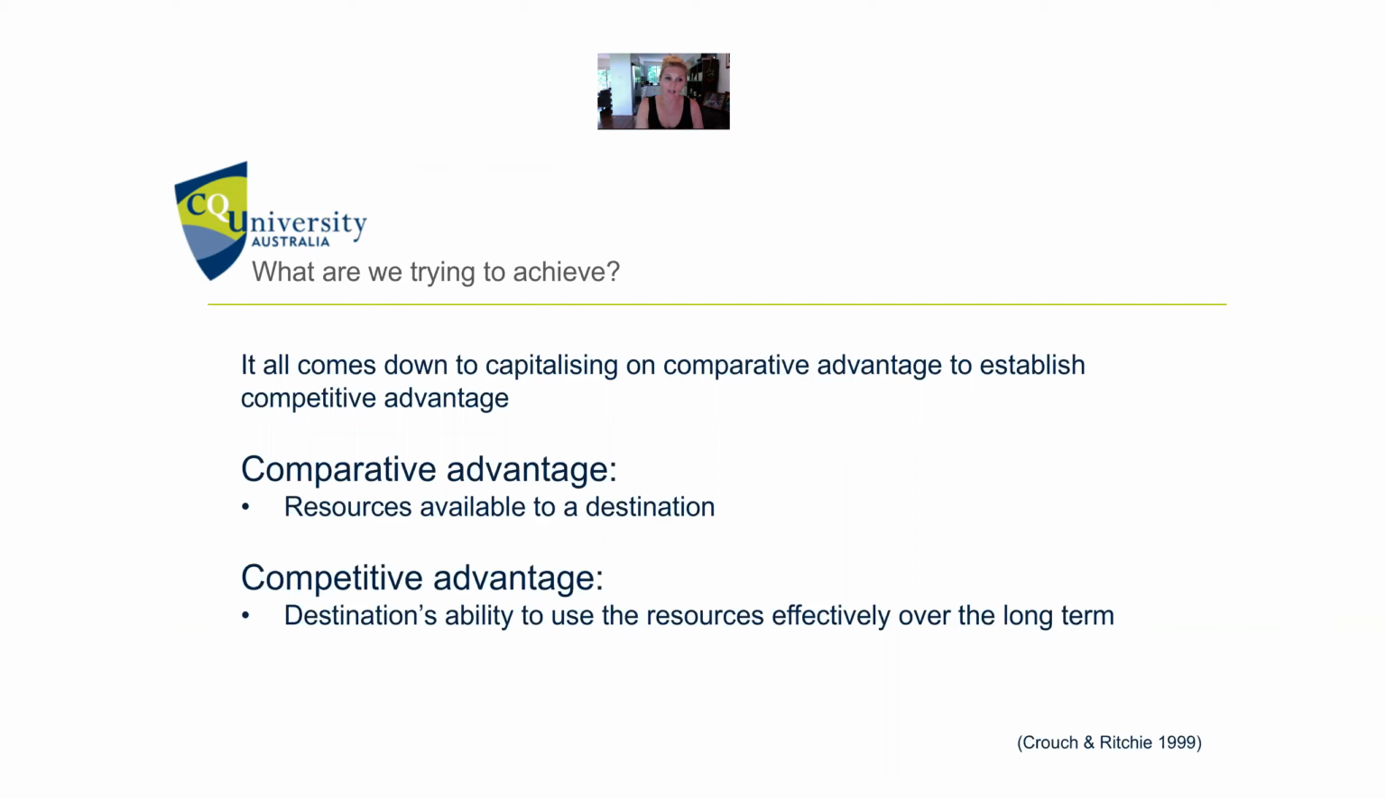Now, as a recap, a comparative advantage is the resources available to your destination, so that is what you have. So comparatively, we might have better beaches, better palm trees, better roads, better shopping, okay? They might be comparatively compared to, say, Cairns versus Townsville. We might have all those things that are better. But the competitive advantage is what we do about that, our ability to use the resources effectively over the long term. Now, that is the competitive advantage.